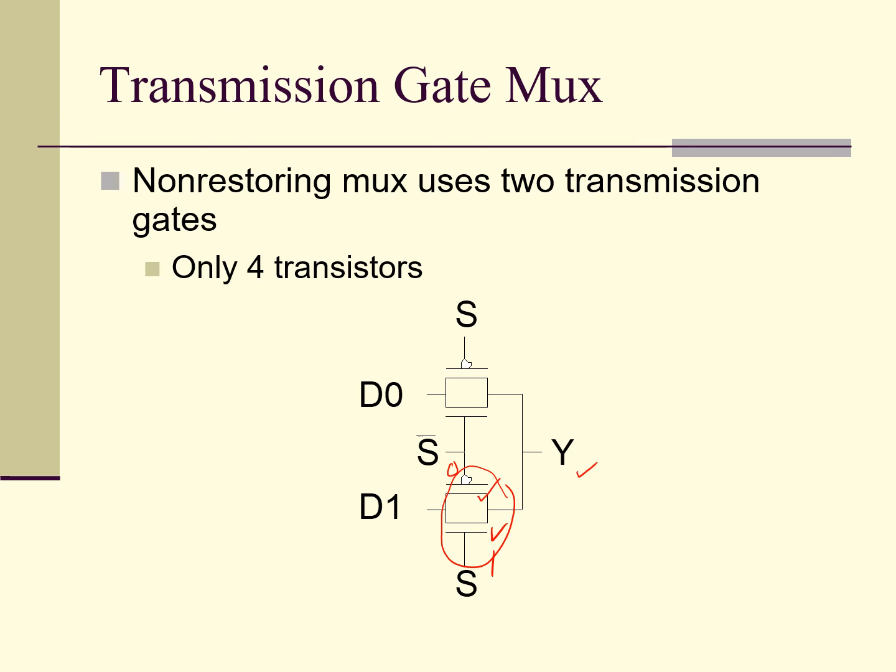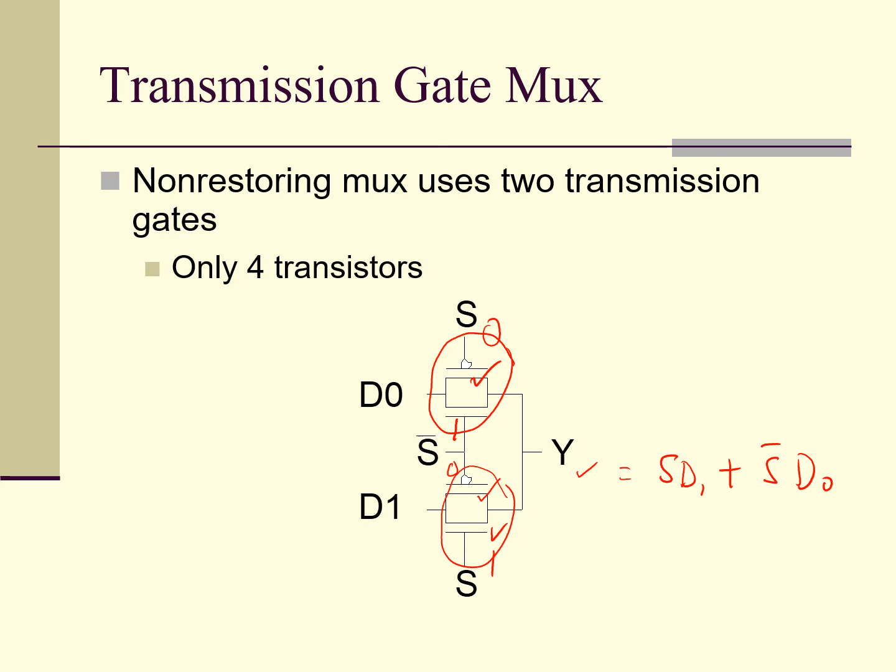So the Y output will have the S D1, right? And then what if S is equal to 0 here? Then the PMOS here will be turned on, right? And S bar here will have a 1, and basically the NMOS here will be turned on. So the second part, the top part of this transmission gate, will be turned on. Then the Y will take the D0 output. So we can add S bar with D0.